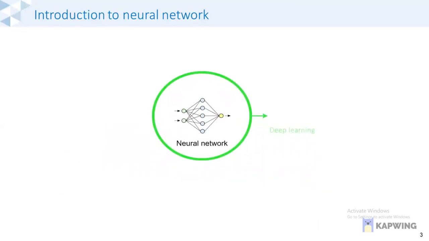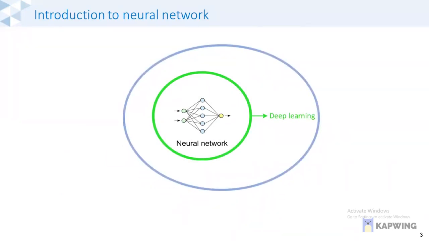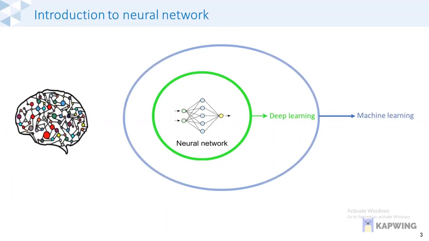A neural network is a type of deep learning, which further falls under the category of machine learning. The algorithms in a neural network are inspired by the human brain. In the human brain, we have billions of neurons that are used to solve complex tasks. So let us construct a simple neural network.